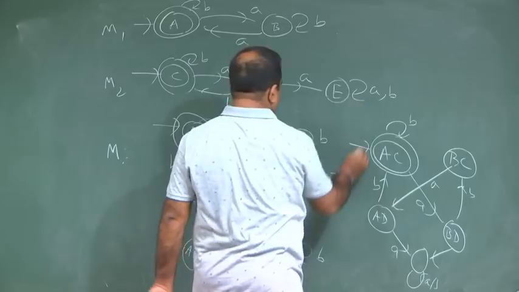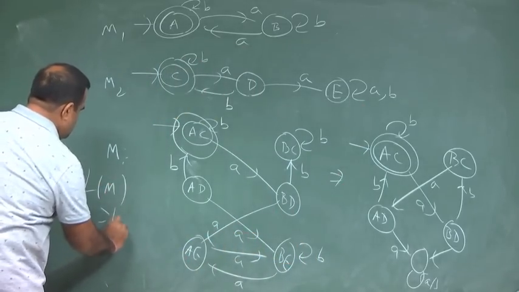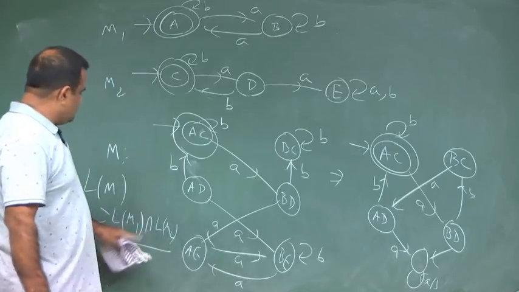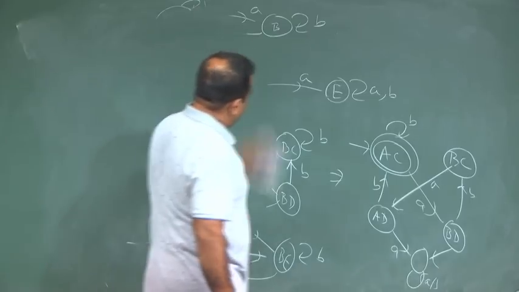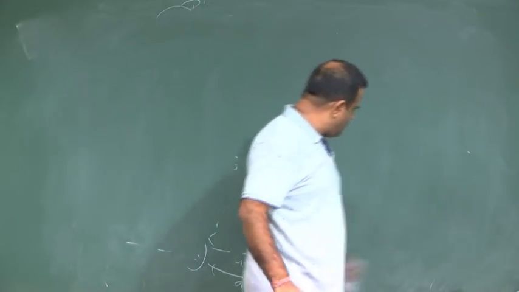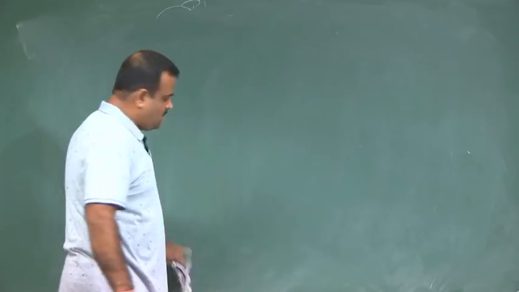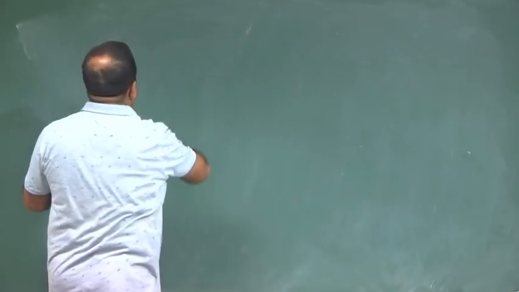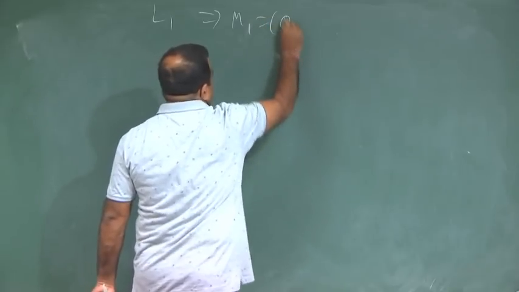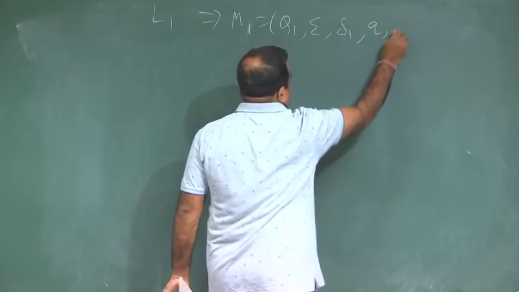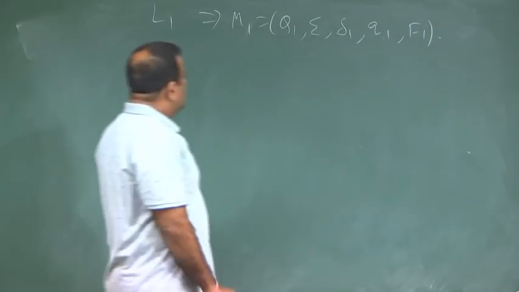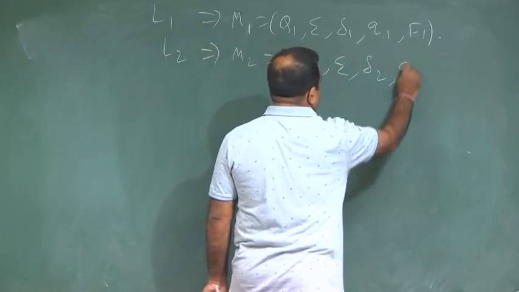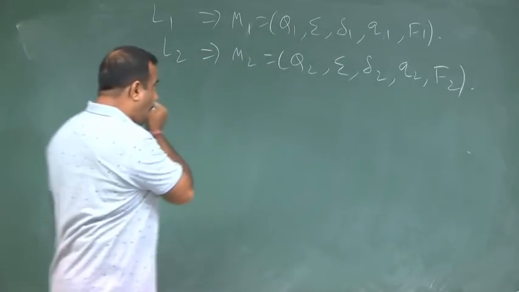So, L of M is nothing but L of M1 intersection L of M2. Now, sorry, this was the intersection. For the union also we can construct it. We know it is straightforward coming from the regular expression, but we can have a DFA construction for the union also. So, suppose we have L1 which is regular, so we have M1 with sigma keeping the same, Q1, F1, and we have L2, Q2, delta 2, F2.